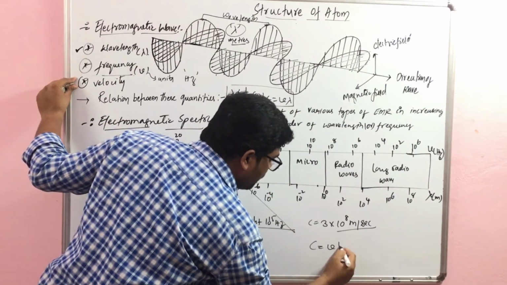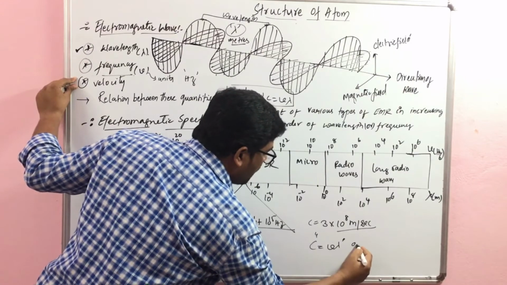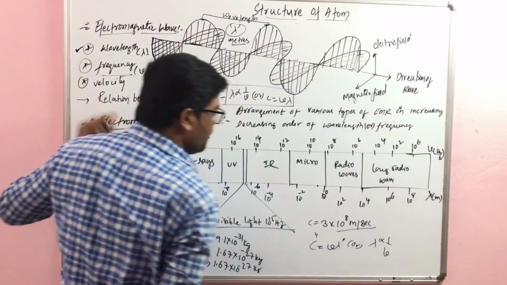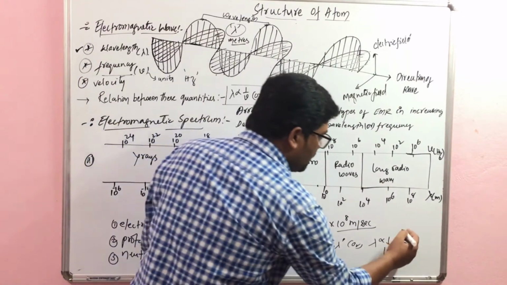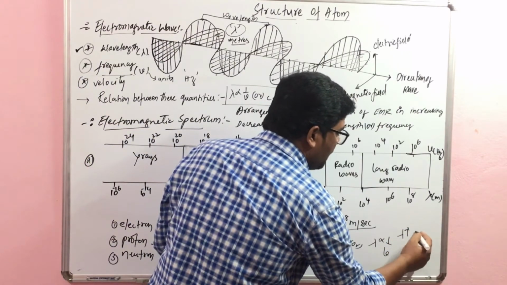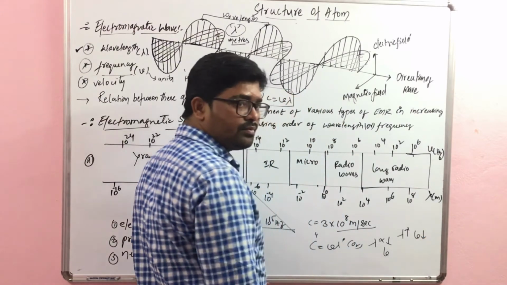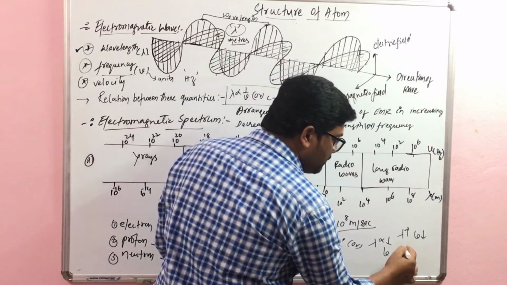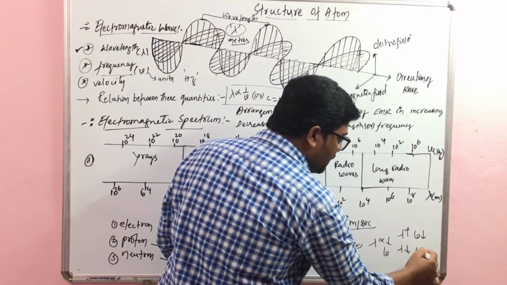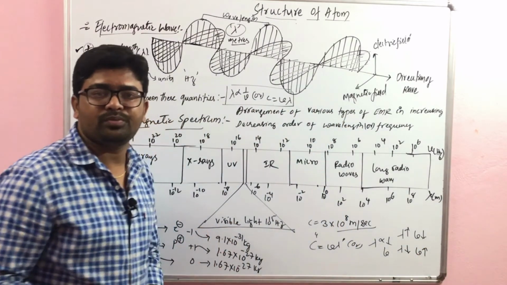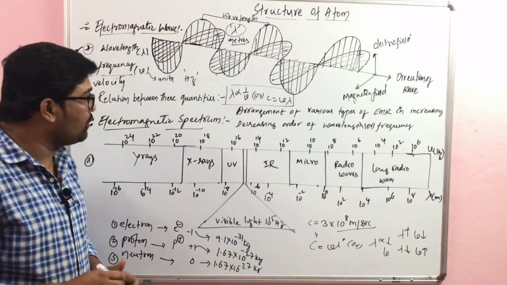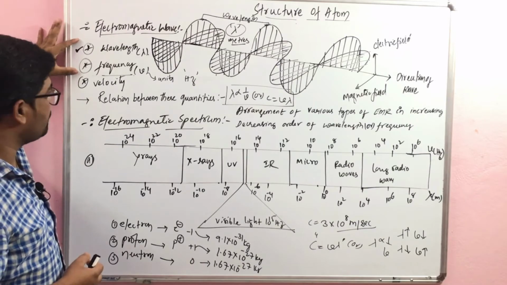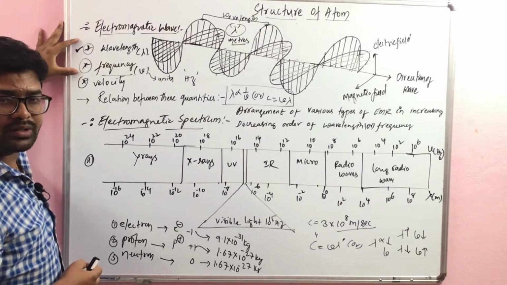c is equal to nu lambda, or lambda is inversely proportional to frequency. You have to remember that when there is an increase in wavelength, frequency decreases. When wavelength increases, frequency becomes smaller. When wavelength decreases, frequency becomes more. This is how these three characteristic properties are related to each other. Is it clear for everyone?